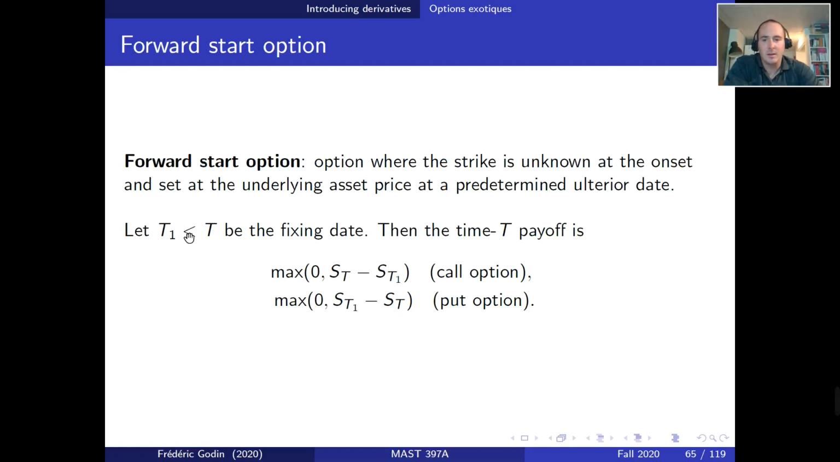So T1 here is called the fixing date, and then the payoff provided by the option at time T is the same payoff as for a regular option. So for a call or for a put option, it's the same payoff, except the strike price K is replaced by the value of the underlying asset at the fixing date, T1.